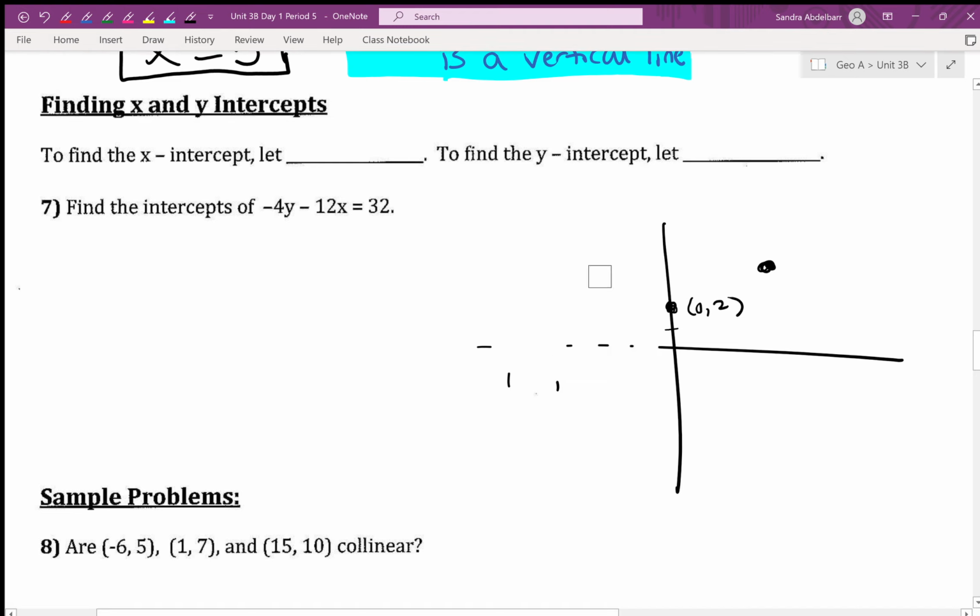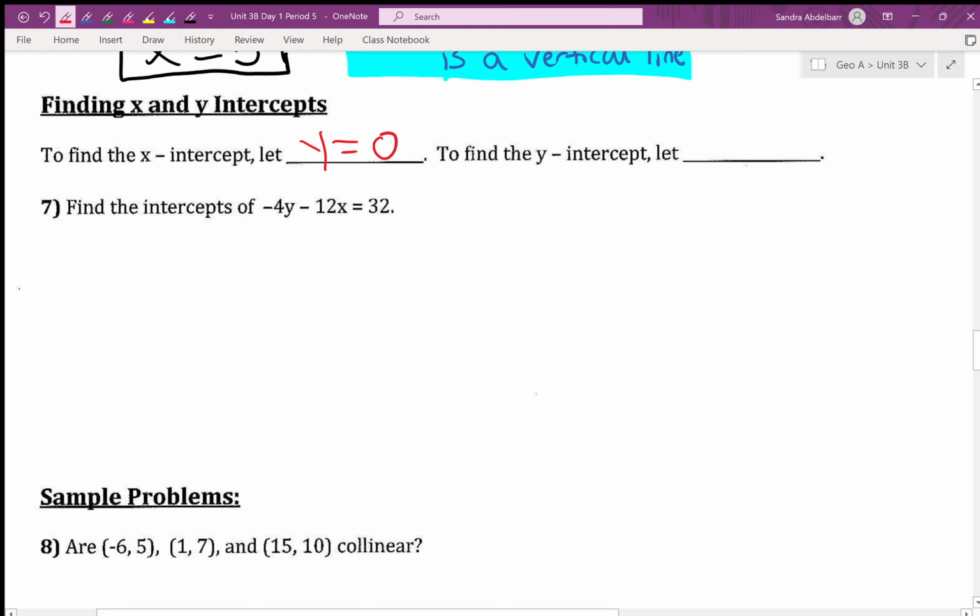Okay, so let's fill this in. To find the x-intercept, we're going to let y equal what? Let y equal 0. To find the y-intercept, what are we going to let? x equals 0.